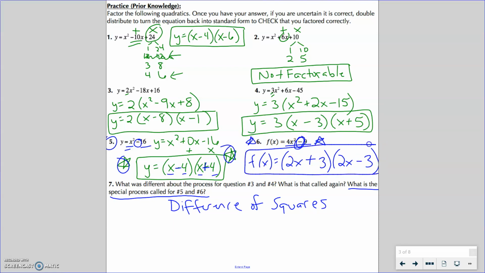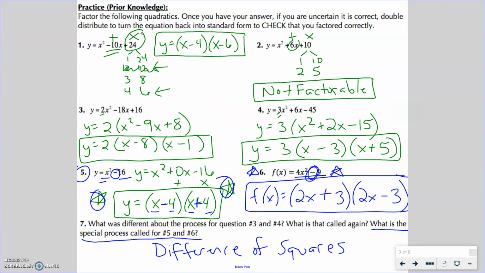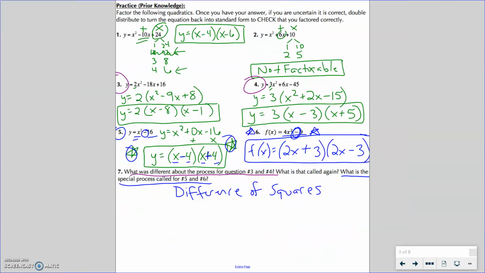So that's one that we did not get a chance to talk about last week or on Monday. So I wanted to make sure I covered that for you guys, okay? Last question. It does ask what was different about the process for 3 and 4. So 3 and 4, what that's called is a GCF, right? If you can take a number out of the entire quadratic so you can factor what's left over, that is called a GCF.